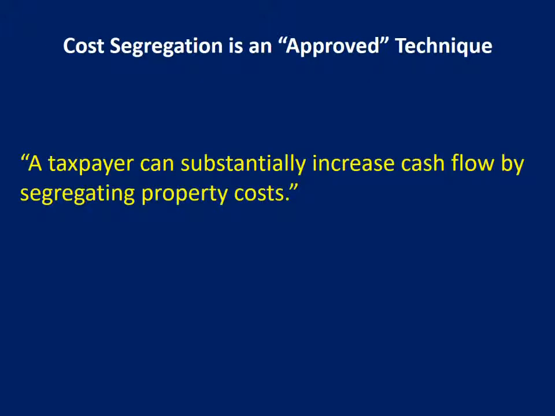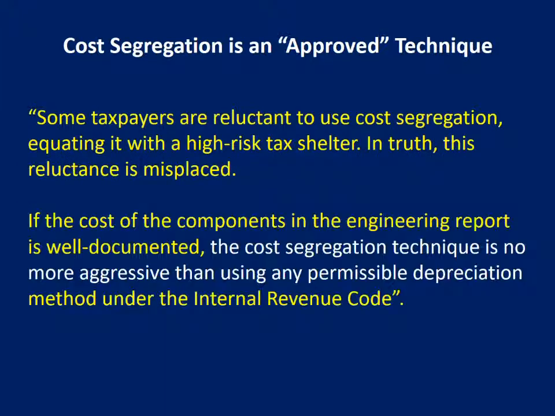A taxpayer can substantially increase cash flow by segregating property costs. That comes from the American Society of CPAs. The second one is a little bit longer. It's 2 paragraphs, but pay attention to the highlighted section of paragraph 2. And it reads, the cost segregation technique is no more aggressive than using any permissible depreciation method under the Internal Revenue Code. And this is from the Journal of Accountancy. I think you'll agree both of these are pretty believable sources when it comes to approved accounting practices.